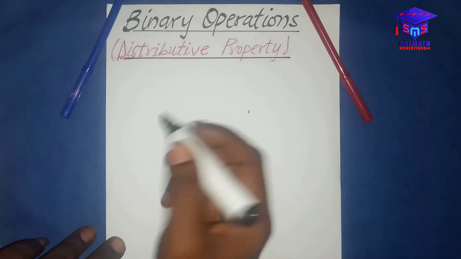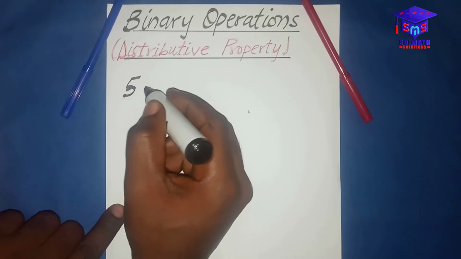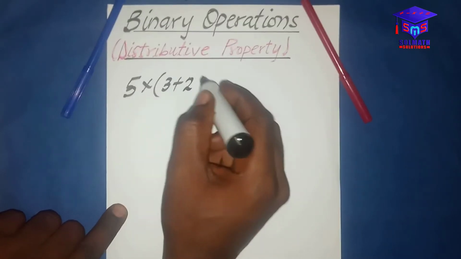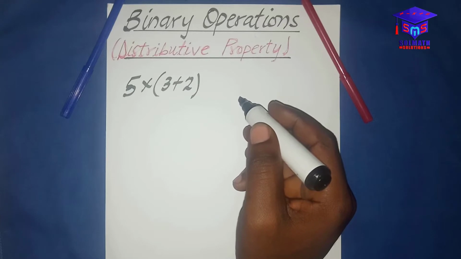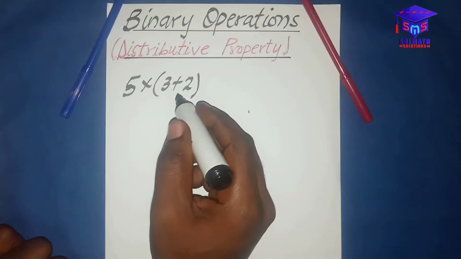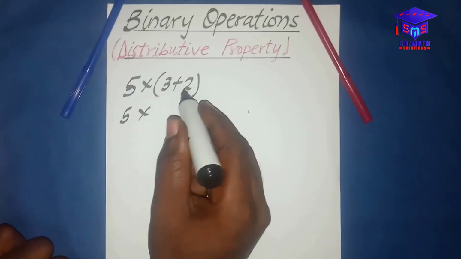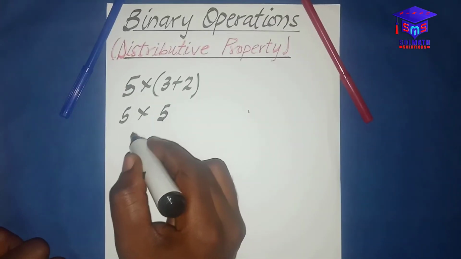For example, if we have a problem like 5 times 3 plus 2, right? 5 times a group of two quantities, 3 plus 2, that we have to simplify. We can use the basic order of operation to simplify this, by multiplying the 5 by the group. So 5 times 3 plus 2 is what? 5. Okay, then 5 times 5 is what?